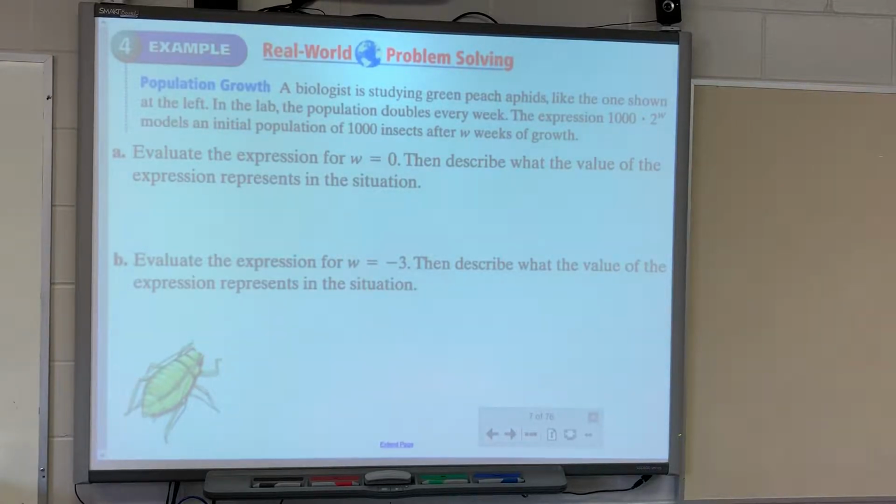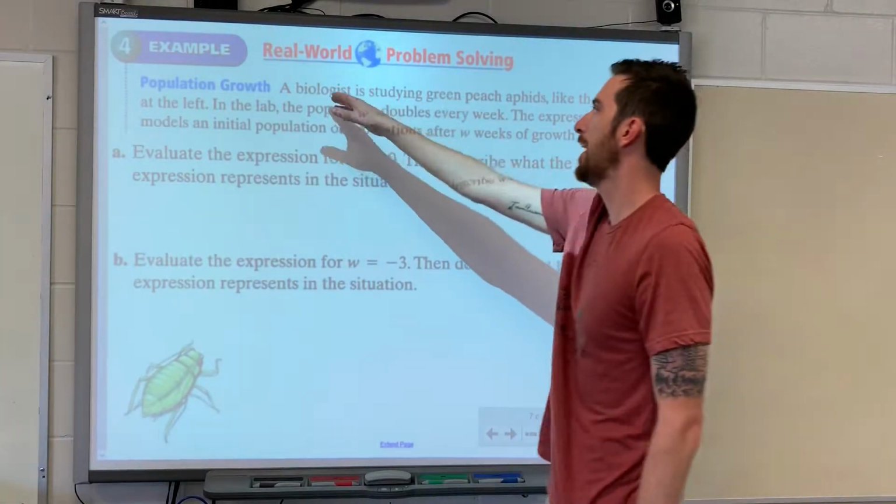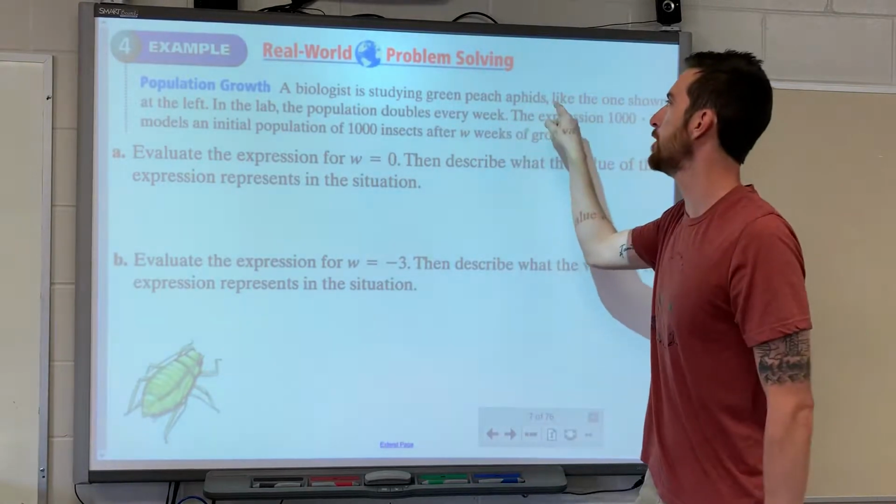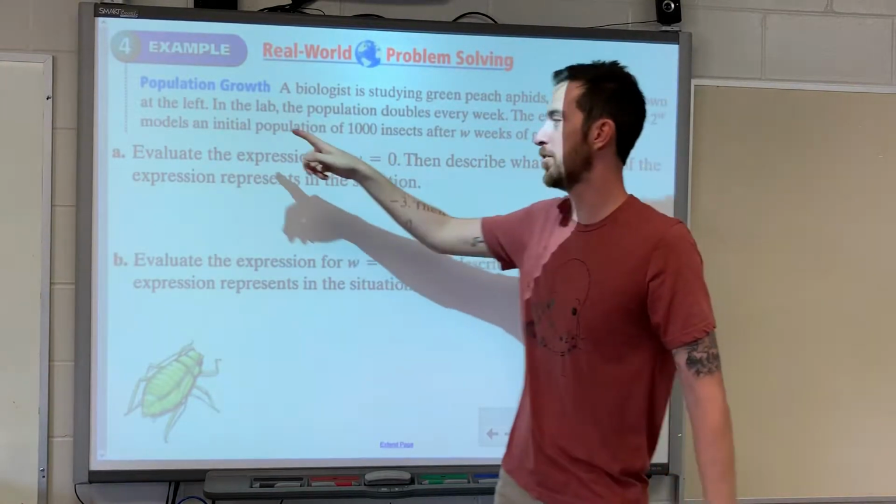Oh yeah, population growth. A biologist is studying green peach aphids like the one shown at the left.